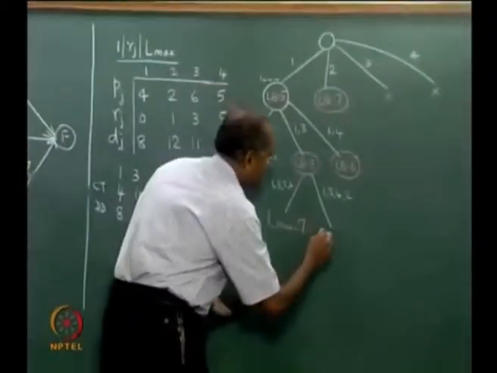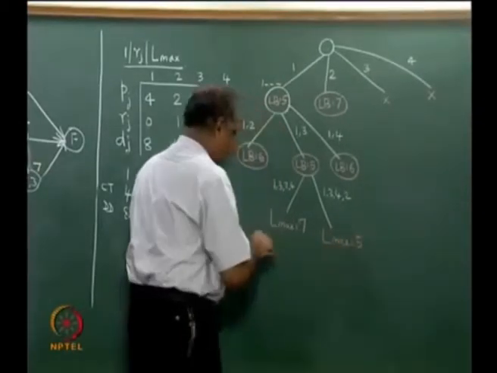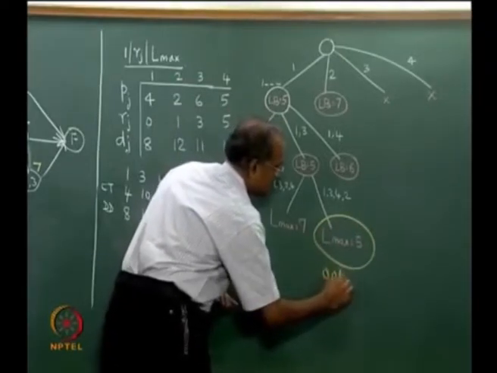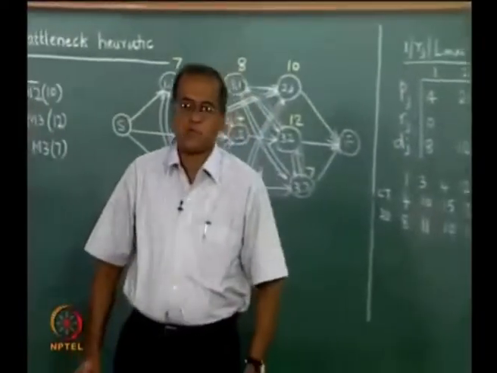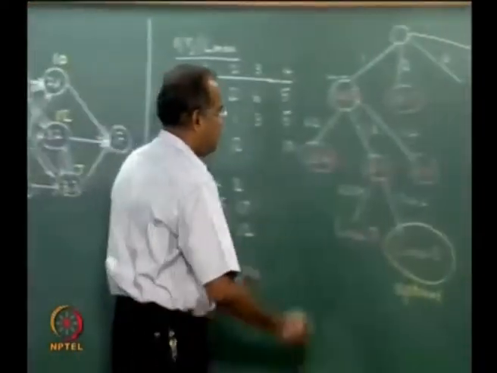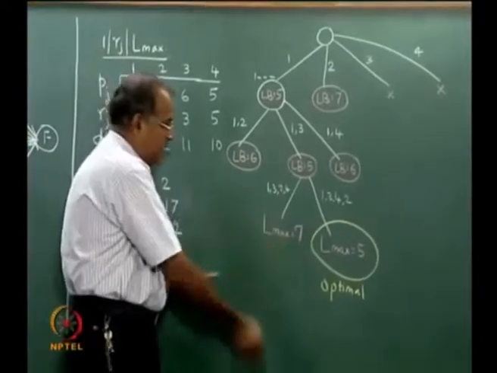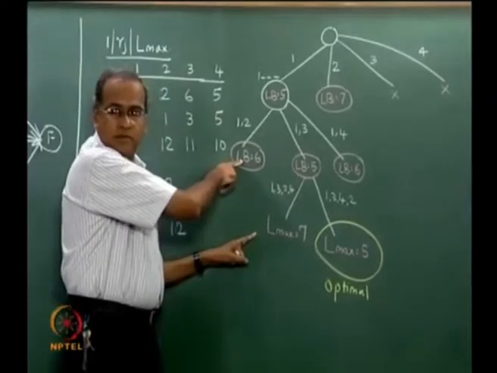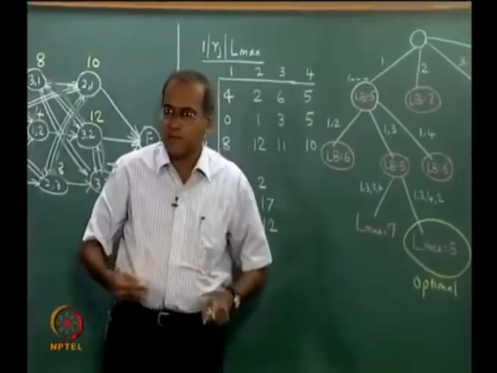So, we have L max equal to 5, and this is optimal, because with this 5 this node is fathomed by feasibility, we can't proceed, we have a feasible solution. The other is fathomed by bound, we have already seen this idea in the branch and bound for flow shop sequencing.